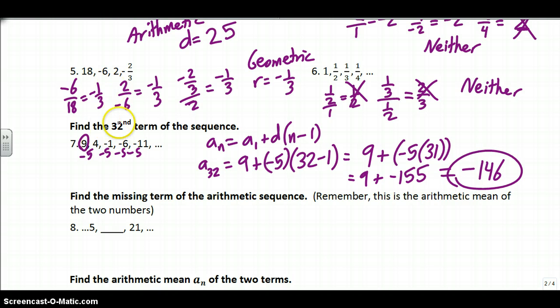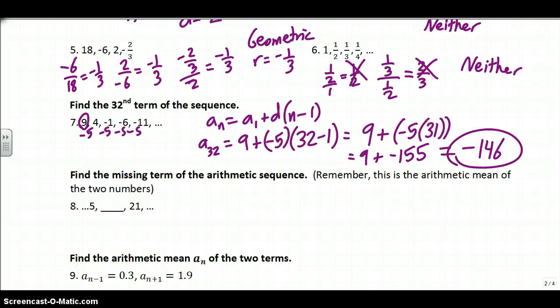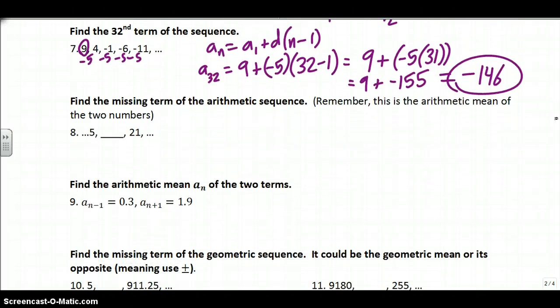If you sit here on your test tomorrow and you actually just keep subtracting 5 until you get to the 32nd term, you will not finish this test. Okay? You have to use these formulas as shortcuts. I promise you. Alright? Find the missing term of the arithmetic sequence.